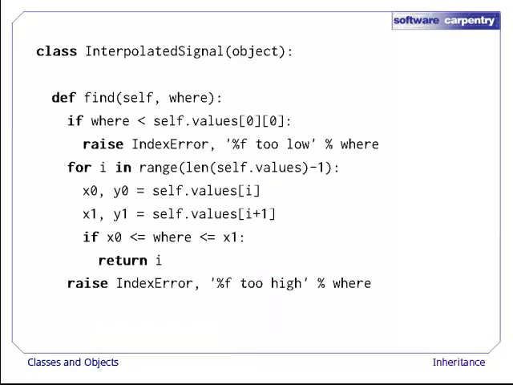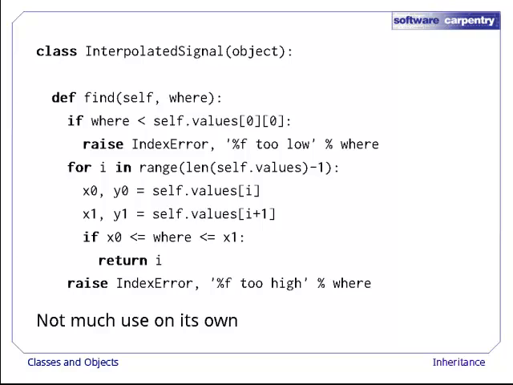Alright, let's try to apply this idea to our signal interpolators. Here's a class called InterpolatedSignal that has just one method called find. Given an x value where, this method searches through self.values to find the location of the immediately preceding sample and returns the corresponding index. If where is out of bounds, find raises an exception.